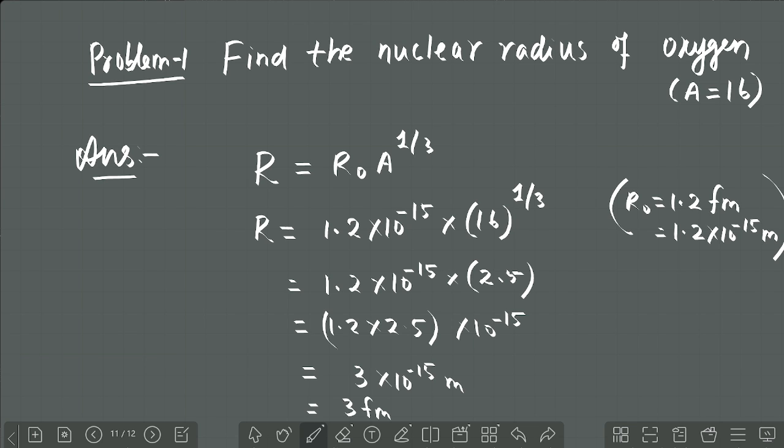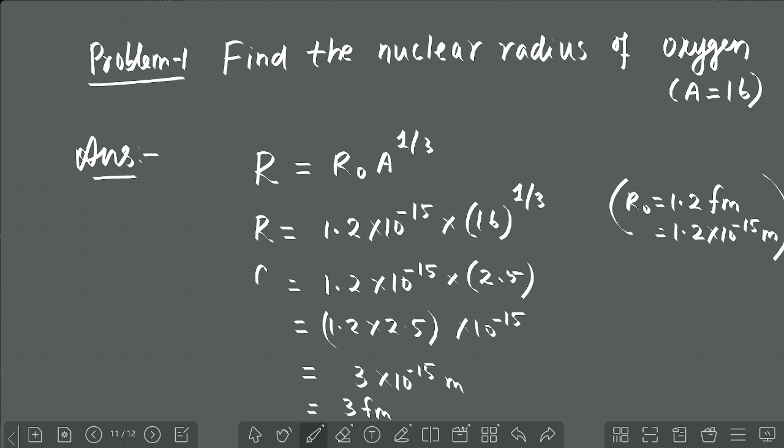So 16 is coming in between what? 8 and 27. 2 cube is 8, 3 cube is 27. So 16 to the power 1 by 3 will be in between 2 and 3, because 2 cube is 8 and 3 cube is 27. So 16 is coming in between that. So that means you can take 2 point something. If you calculate properly, around 2.5 will come. So let's take 2.5 and calculate.